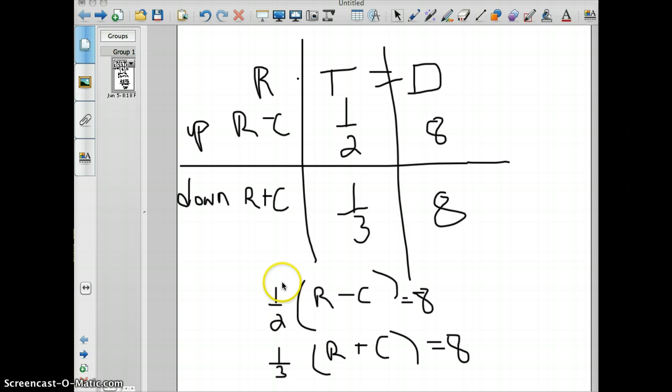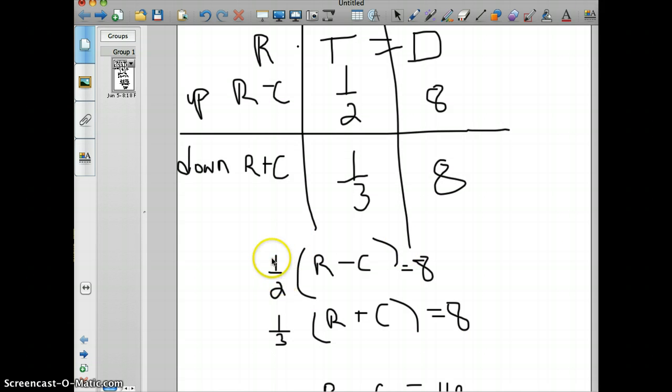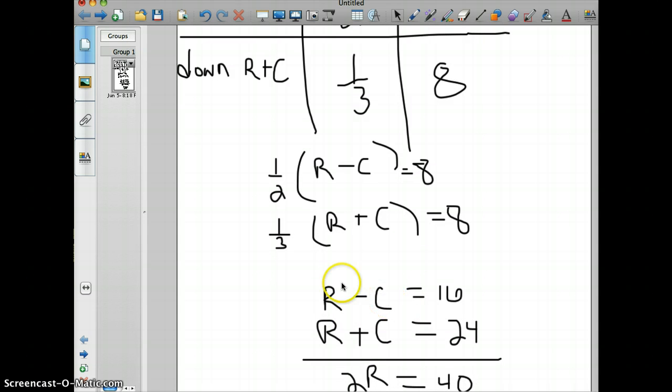So we can set up the equation: rate, here's our rate, times our time, which is here, 1/2, which is the 30 minutes converted into hours, equals 8. And then the other equation is 1/3 times your rate plus your current equals 8 as well. Now, what you want to do here is get rid of these fractions. So I multiply this equation by 2 on both sides, and then multiply this equation by 3 on both sides to get rid of those fractions. And this is what I get: the first equation equals 16, and the second equation equals 24.